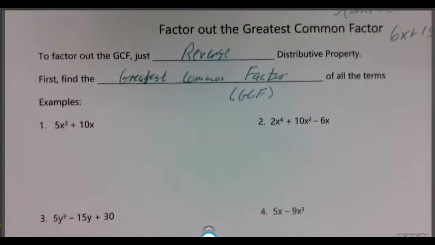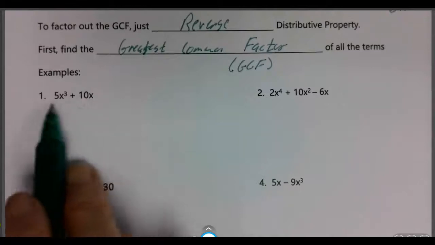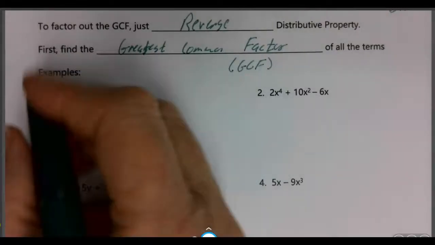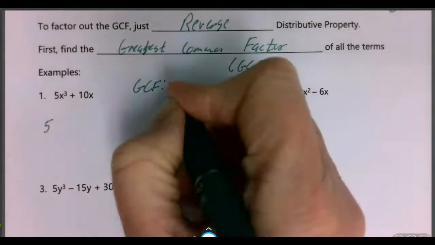That's what I mean. Okay, so let's look at number 1. And what I like to do is look at the numbers first. Look at 5 and 10. What can they both be divided by? 5, exactly. So my greatest common factor is 5.